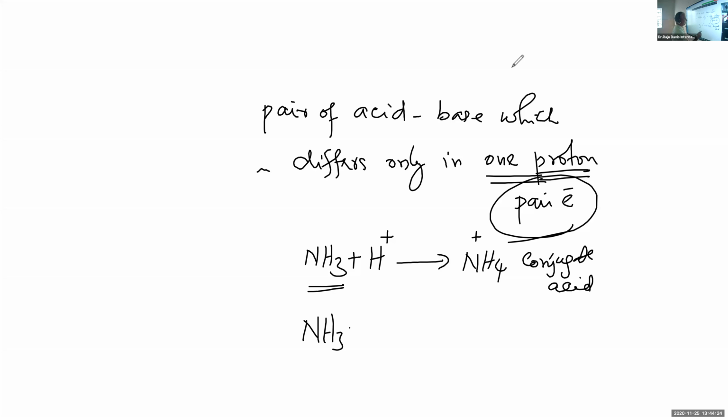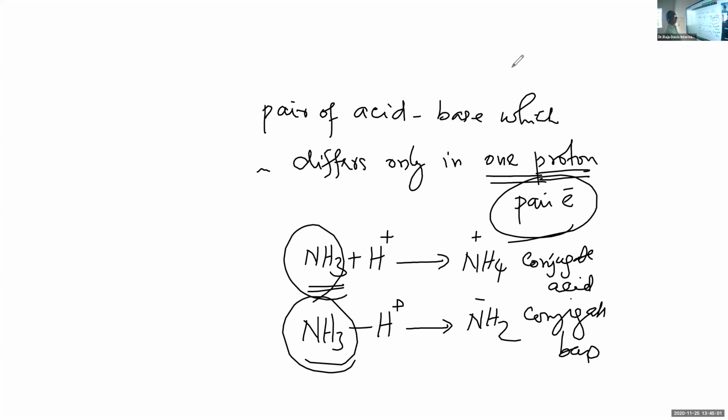Atul has written this correctly. Minus H plus. From that, you subtract 1 H plus, so you will get NH2. H plus is removed, so this will have a minus charge. NH2 minus plus H plus is equal to NH3. So NH3 minus H plus gives NH2 minus, and this is the conjugate base of ammonia. So if you are given a species, plus H plus is the conjugate acid, minus H plus is the conjugate base. When H plus is added, there will be a positive charge.